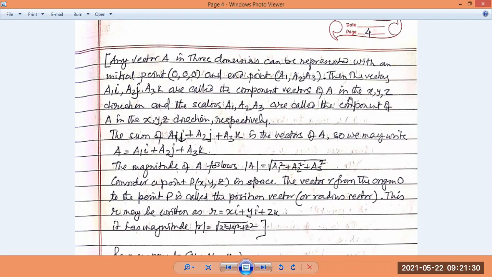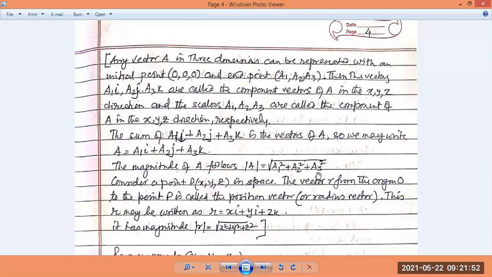Thus, in the x, y, z directions, the scalars a1, a2, a3 are called components of a. The sum of them gives the vector a. So we may write a equals a1 i plus a2 j plus a3 k. The magnitude of a is the square root of a1 squared plus a2 squared plus a3 squared.